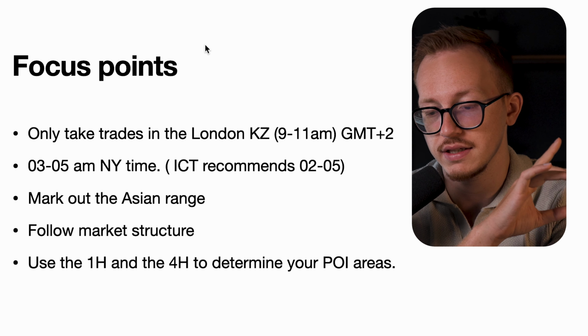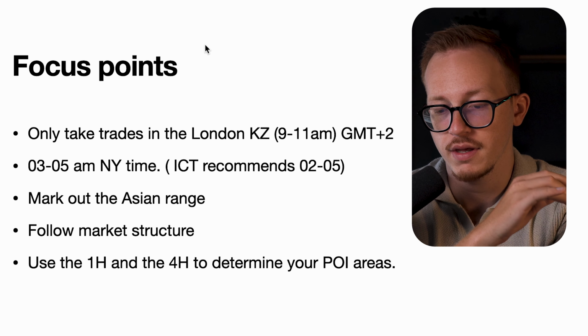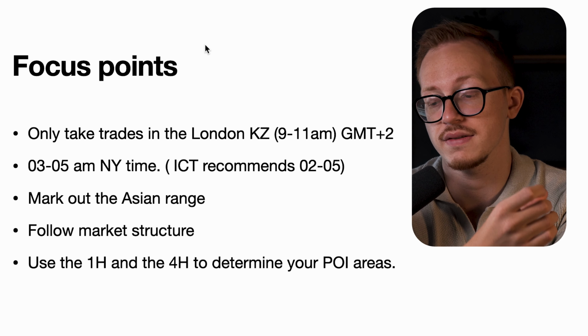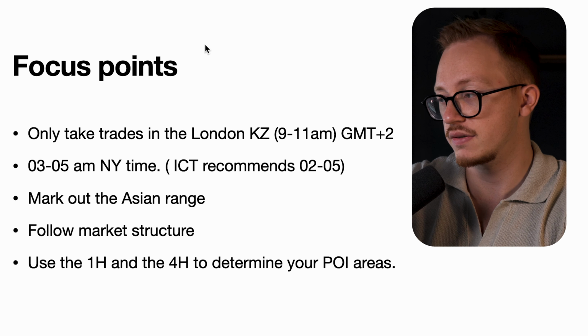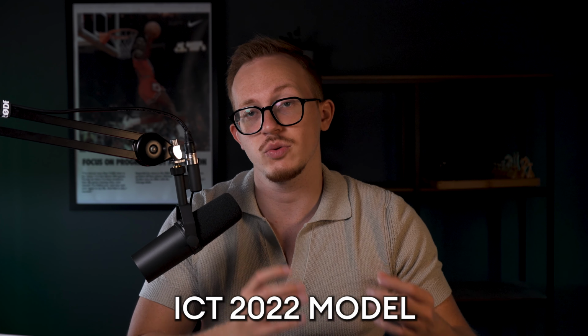We're only going to take trades in the London kill zone between 9 and 11 AM, GMT plus 2. So this is 3 to 5 AM New York time. ICT himself recommends 2 to 5 AM New York time. Why do I mention ICT in this one? Because this will be an ICT strategy. This will be the ICT 2022 model.